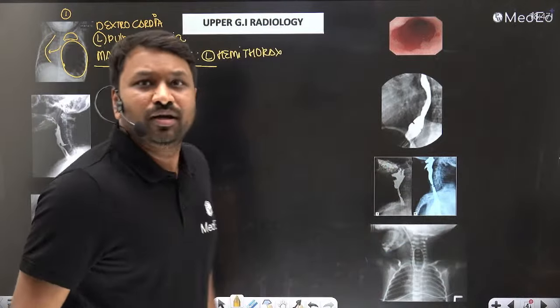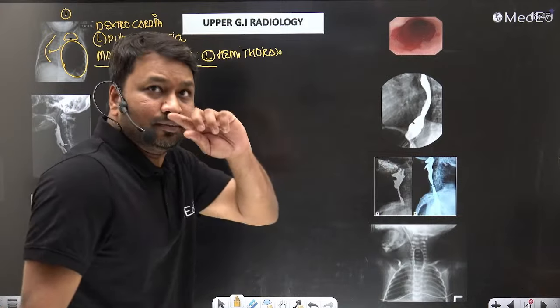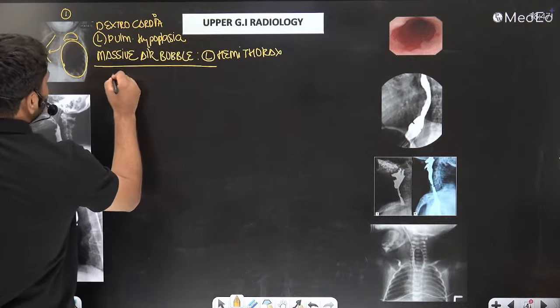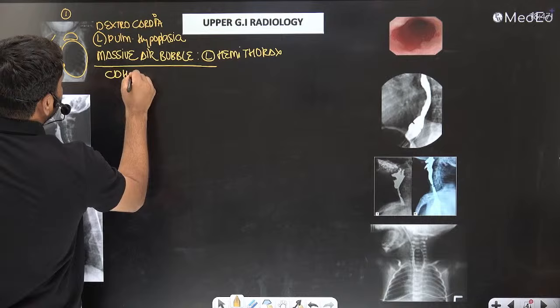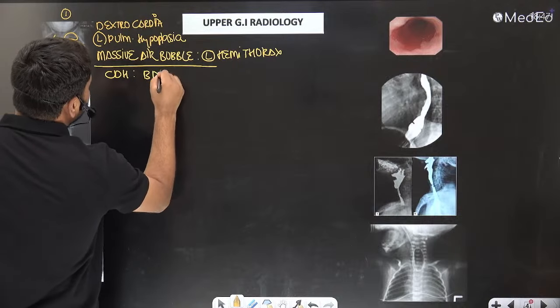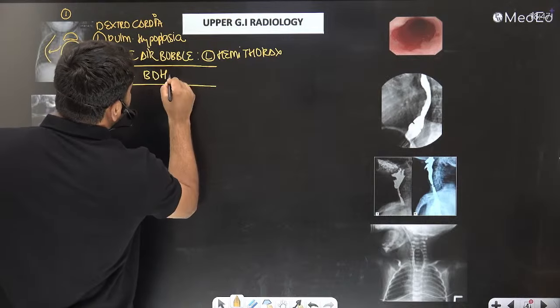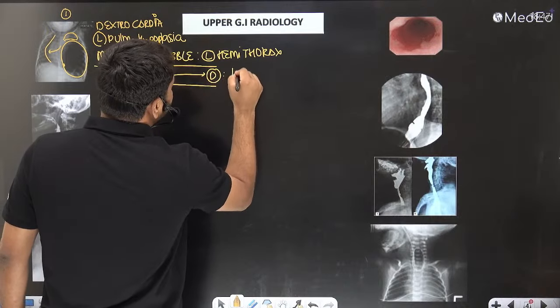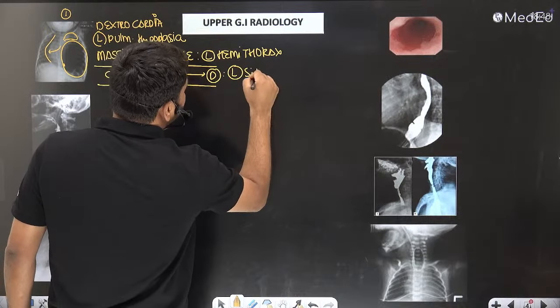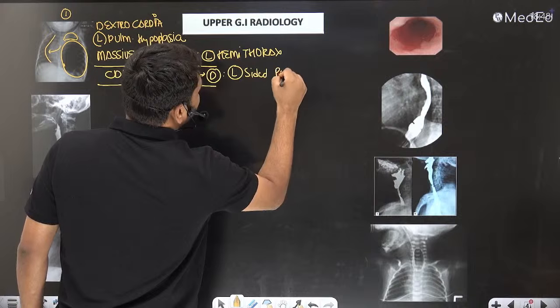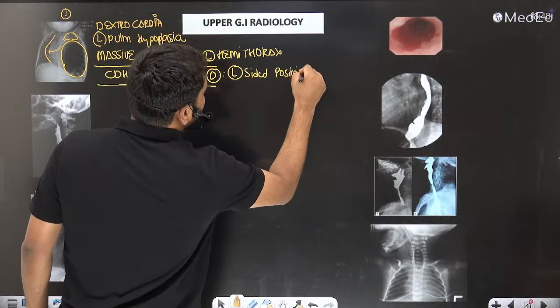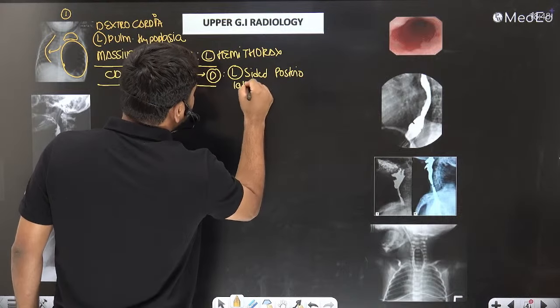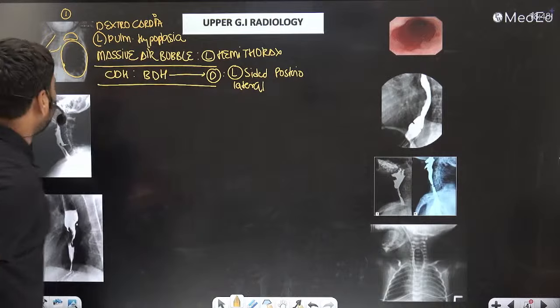Very good, Ahir, you are correct. This is your congenital diaphragmatic hernia, that's your Bochdalek hernia. Now, we all know Bochdalek hernia. Where is the defect? The defect in the Bochdalek hernia is your left-sided posterolateral defect that you'll see. Absolutely correct.